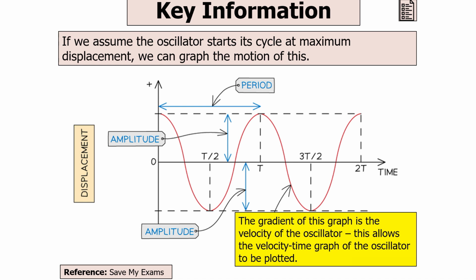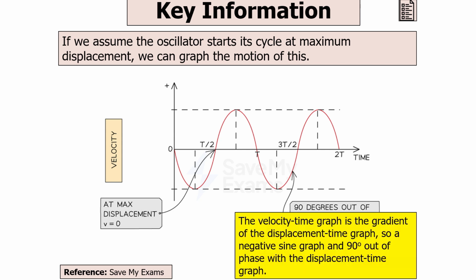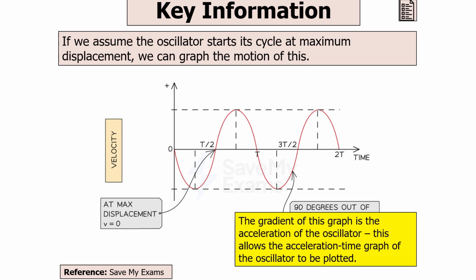Now the gradient of this graph leads us to the velocity of the oscillator. This allows the velocity time graph of the oscillator to be plotted. So we would get the following for our velocity time graph. The velocity time graph is the gradient of the displacement time graph, so a negative sine graph and 90 degrees out of phase with our displacement time graph. As an oscillator moves fastest at its equilibrium position, the velocity is at a maximum when the displacement is equal to 0.